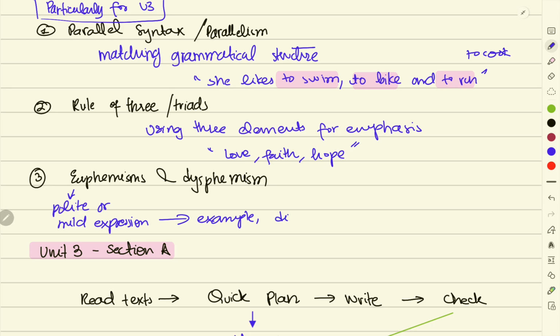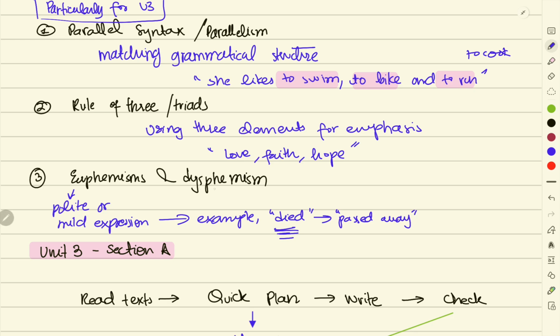Instead, someone says passed away instead of died. So they might say passed away to reduce the shock in the news and to appear more polite and more socially acceptable in your language. So you just don't throw the news at the other person by using this direct, blunt word. Instead, you use a euphemism and you say passed away. Okay, so it's a polite or mild expression which is used to reduce the shock.